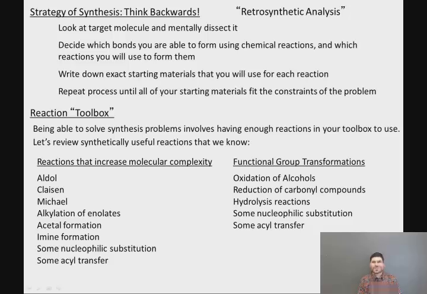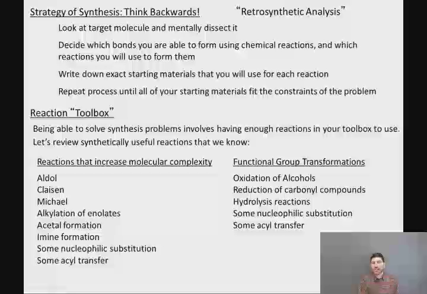Okay, so the vast majority of the reactions that we've learned about are ones that can increase molecular complexity. The other class of reactions are what are called functional group transformations. And those are reactions that will turn one functional group into another that may be necessary to get the functional group that you need in the final product. It may also be necessary to do one of these reactions to set up a reaction that increases molecular complexity. And we'll see examples of this as we move forward.